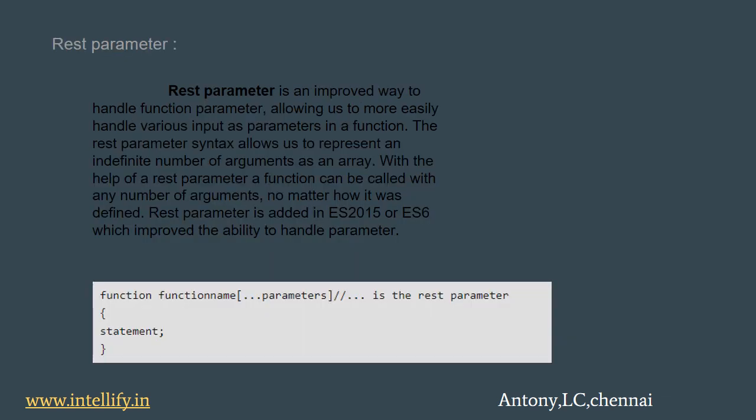So next, the rest parameter. The rest parameter syntax allows us to represent an indefinite number of arguments as an array. A function's last parameter can be prefixed with the three dots, which will cause all remaining user-supplied arguments to be placed within a standard JavaScript array. Only the last parameter can be a rest parameter.